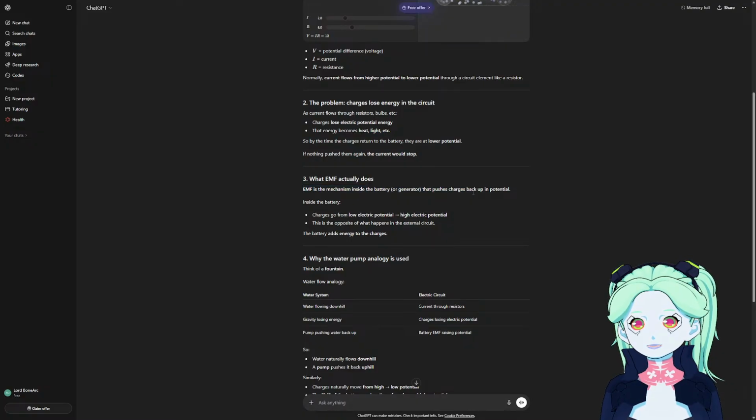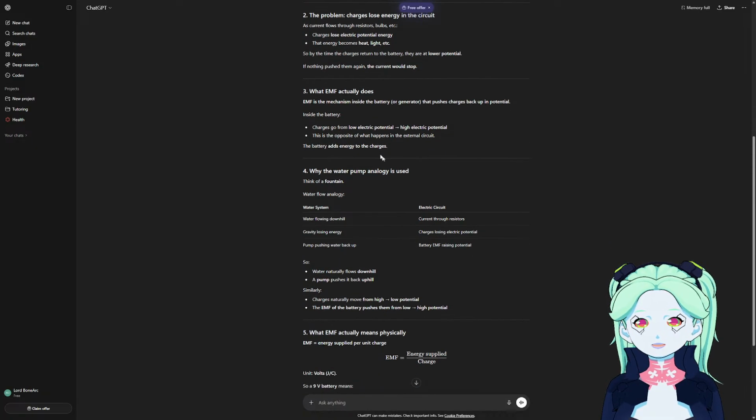I'm sorry, I didn't get all the sleep in the world. So EMF, inside the battery: charges go from low electric potential to high electric potential. This is the opposite of what happens in the external circuit. Yes, the battery adds energy to the charges.